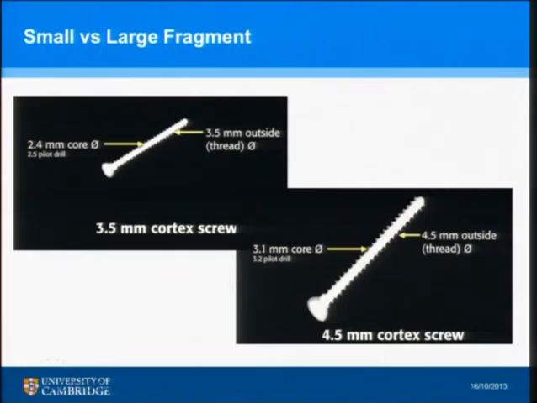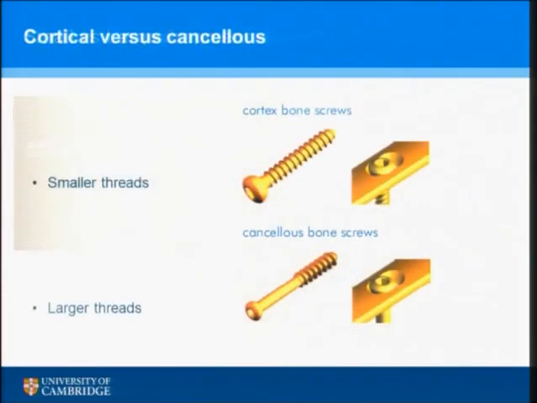And the next thing is, how do you differentiate between a small and a large fragment screw? Now we do fix ankle fractures all the time, but it is important to understand that in a 3.5 millimeter cortical screw, the core is 2.4 millimeter. So you need a drill of 2.5 millimeters, and the outside is 3.5 millimeter. Whereas in a 4.5 millimeter cortical screw, it's a 3.1 millimeter core. That's why you'll use a 3.2 millimeter drill, and the outside is 4.5 millimeter. So that's fairly basic and important to understand.